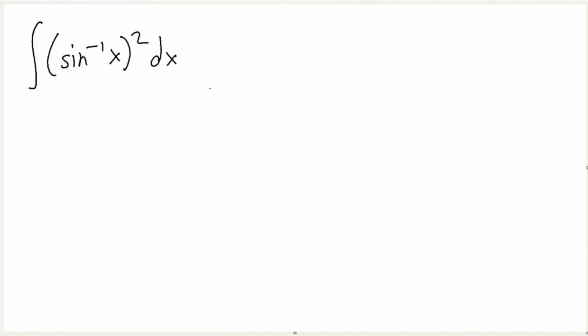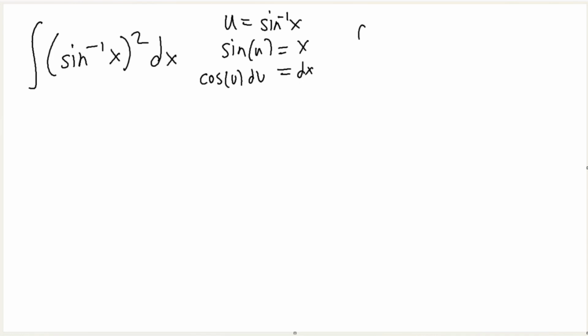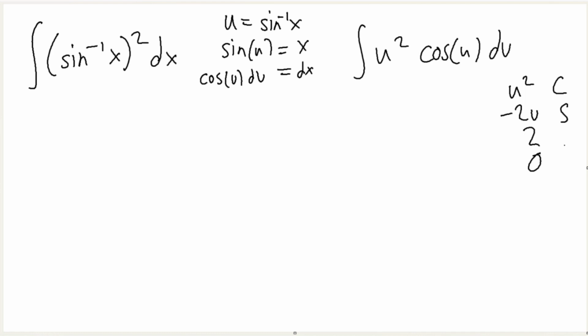Alright? Inverse sine squared. Again, you do not want to do integration by parts with this. This is disgusting. So, we would go ahead and let u equal inverse sine of x. Then sine of u is equal to x, and dx will become cosine of u du. So now we have u squared cosine of u du. So now we do integration by parts. Cosine, sine, negative cosine, negative sine. And that's all you get.